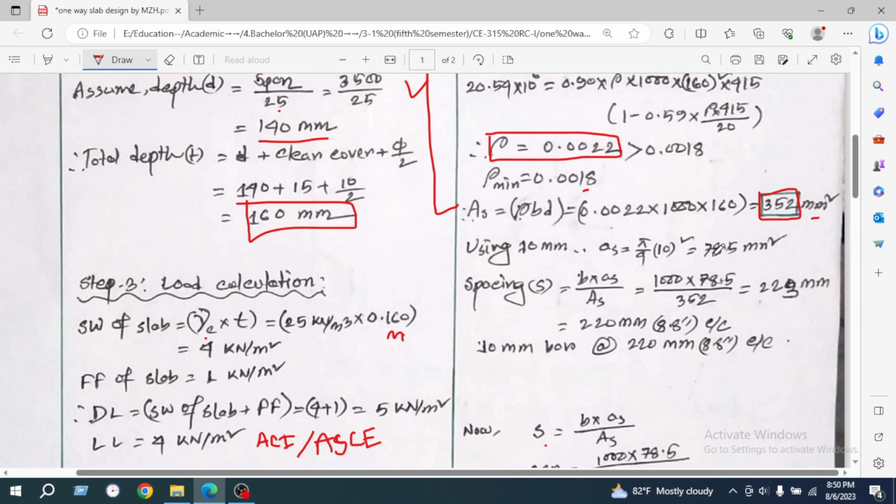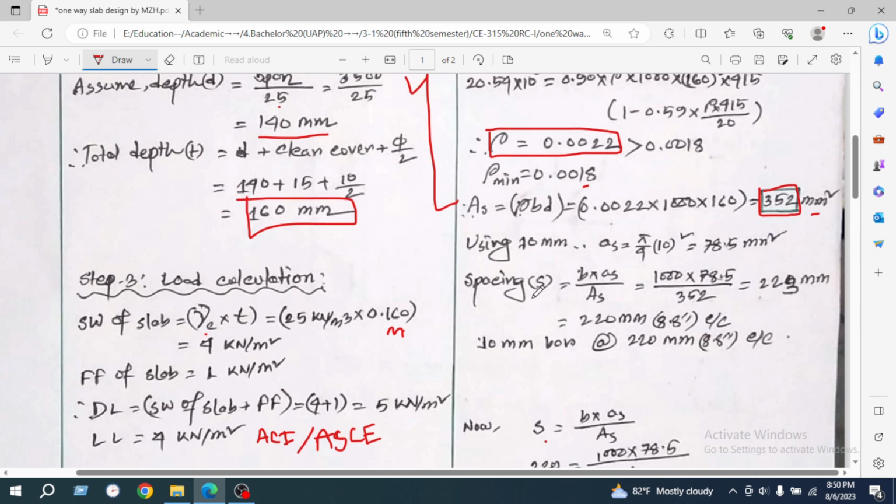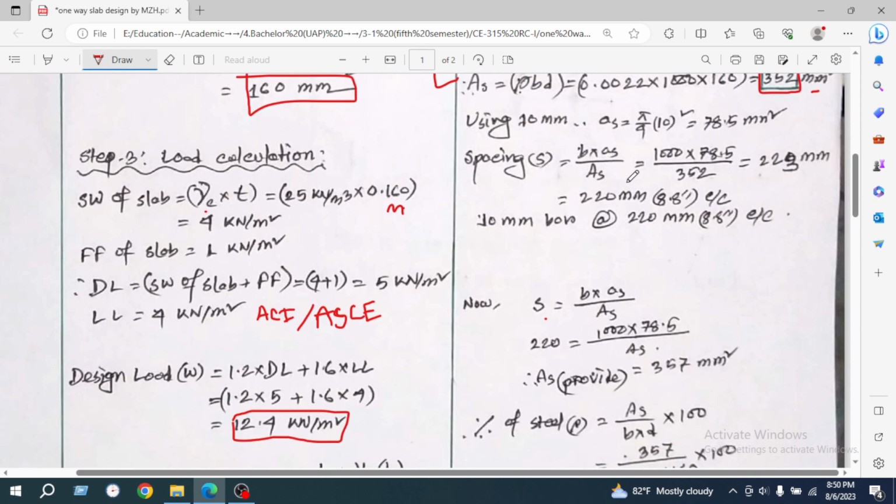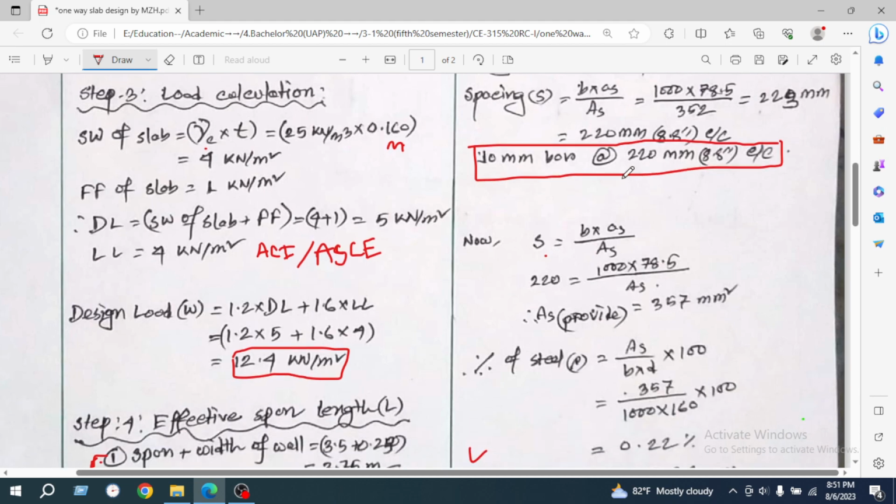Okay, so we will use 10 millimeter bar. The area of a 10 millimeter bar is 78.5 millimeter square, and spacing will be b into Ab divided by As, which is 1000 into 78.5 divided by 352, which is 223 millimeter, and we will use 220 millimeter, which is 8.8 inches center by center. But in the practical field we will not use 8.8.